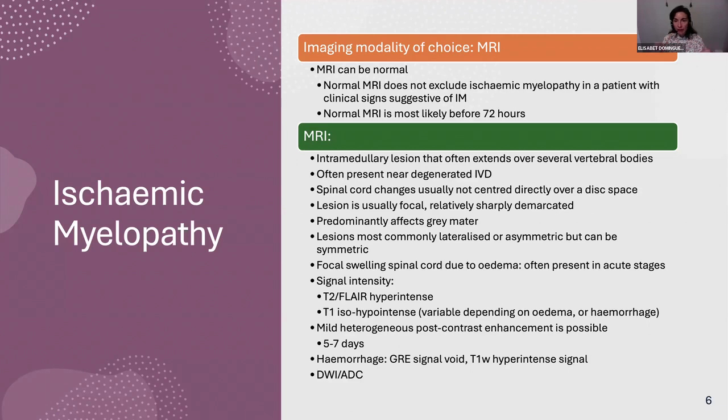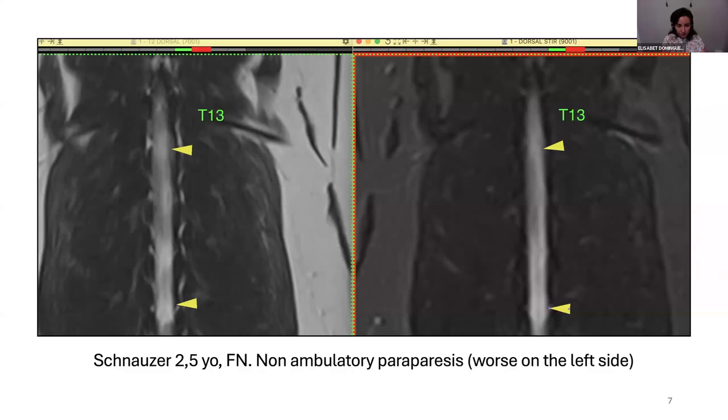And we can see heterogeneous post-contrast enhancement, which is more common after 5-7 days of the ischemic event. And it's also very useful to remember that we can run additional sequences to detect hemorrhage, such as gradient echo, or to detect ischemia, such as diffusion-weighted imaging and ADC maps, if they are available in our machine. So we will see a couple of cases.